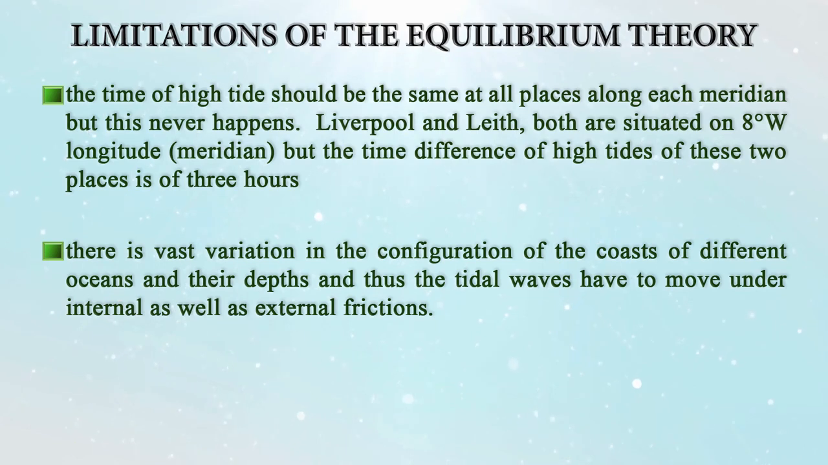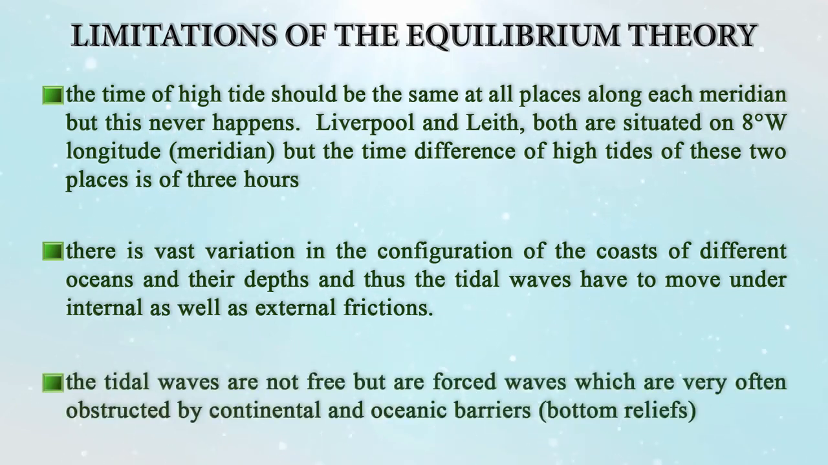And there is a variation in the configuration of the coastal areas also, and the ocean does not have uniform depths. So, tidal waves have to move under the influence of internal as well as external frictions. So, these are some of the shortcomings, and tidal waves are not free, but they are forced waves which are often obstructed by continental and oceanic barriers, like continental margins and bottom reliefs of the oceans.